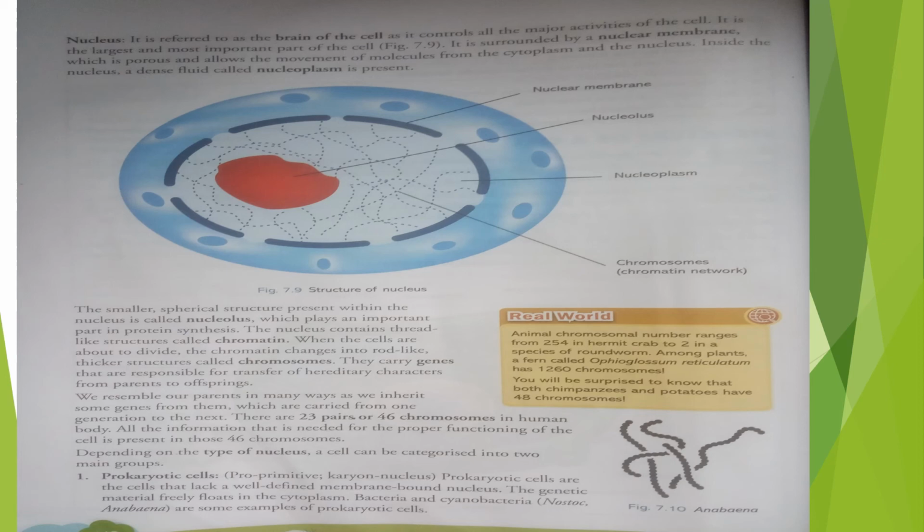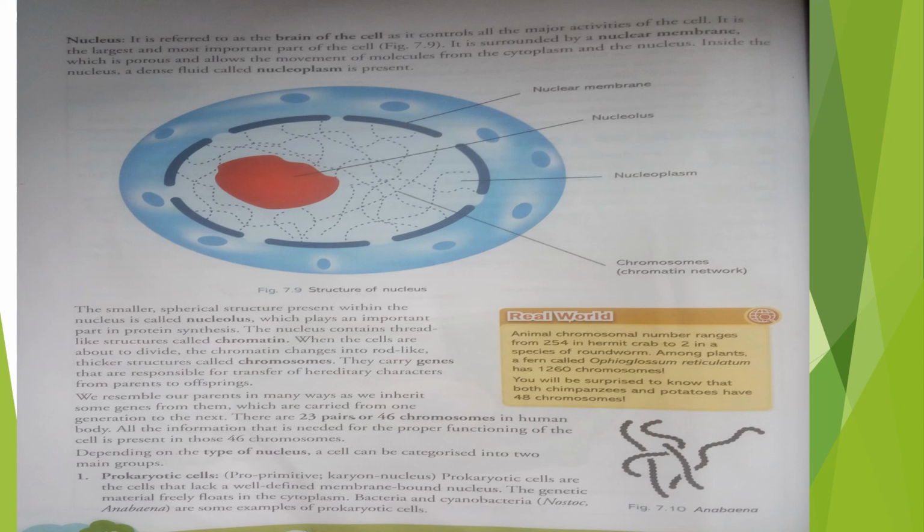Depending on the type of nucleus, a cell can be categorized into two main groups. Number one, prokaryotic cell. Another one is eukaryotic cell. Pro means primitive, and karyon means nucleus. Prokaryotic cells are cells that lack a well-defined membrane-bound nucleus. The genetic material freely floats in the cytoplasm. Bacteria and cyanobacteria are some examples of prokaryotic cells.